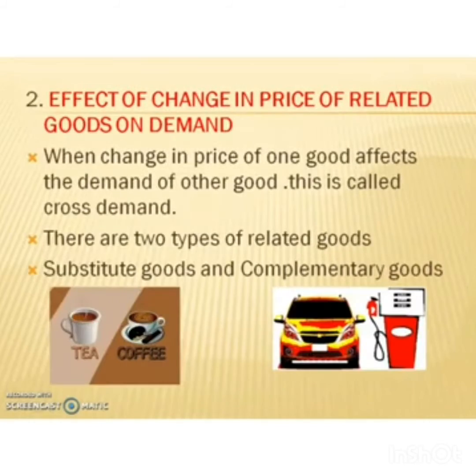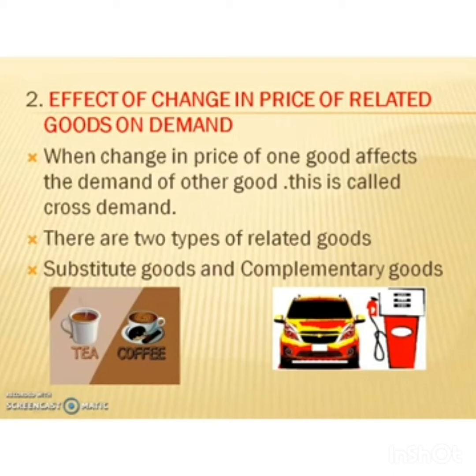The next factor is change in price of related goods. So what is the relationship between price of related goods and demand? Price of related goods also influences the demand of a commodity. When change in price of one good affects the demand of another good, then it is called cross demand. Okay. So the change in price of one good affecting the demand of another good is known as cross demand.